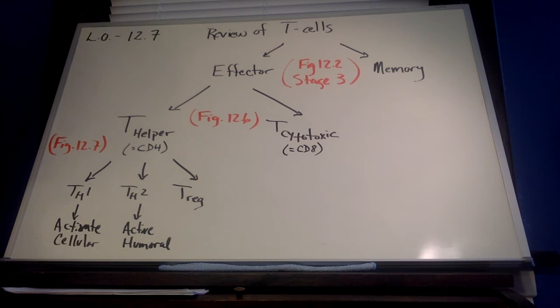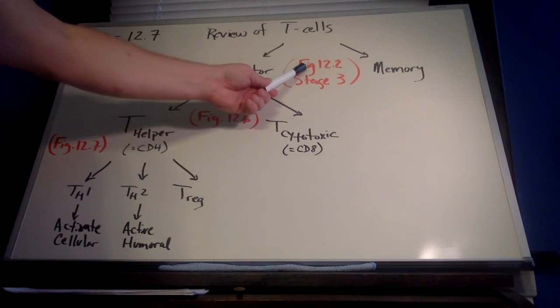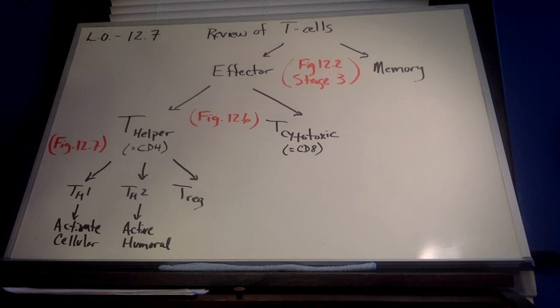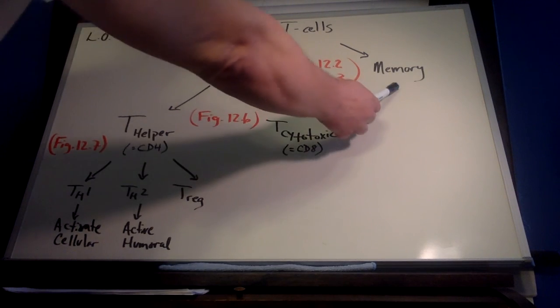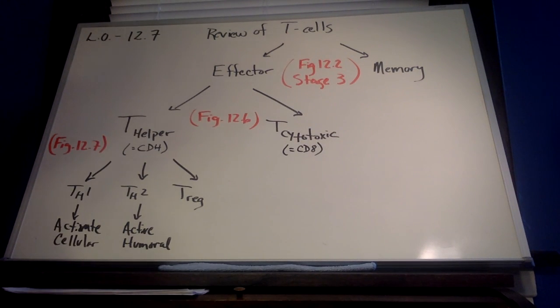So in the next learning objectives, we're going to go through the 4 stages of the cellular response, which, once again, are all in figure 12.2. We're going to talk about antigen presentation to a T cell, lymphocyte activation of T cells, how the T cells will proliferate and differentiate, and finally how those T cells will go and eliminate and/or reside as memory cells in your spleen and lymph nodes.